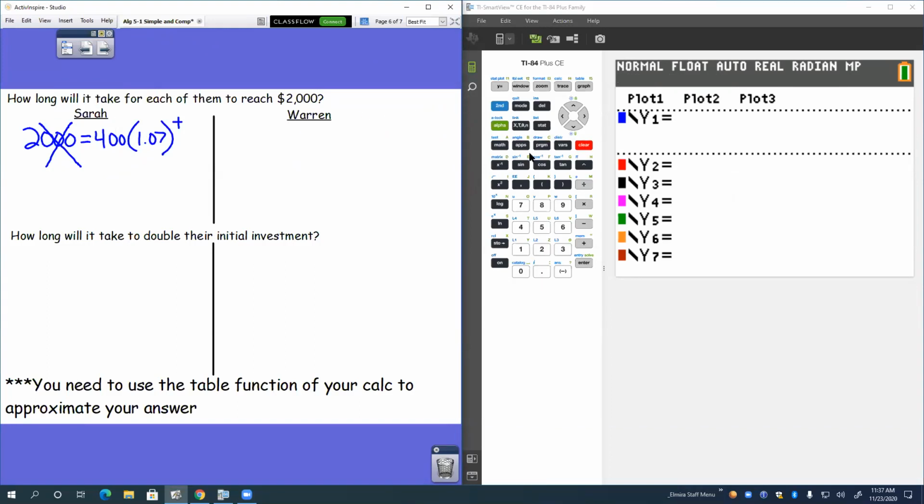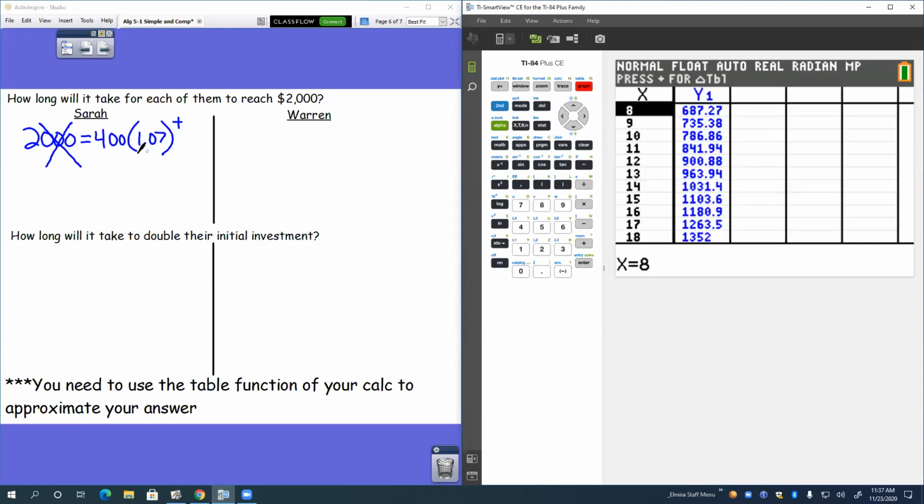So what you're going to do is type in 400 times, in parentheses, 1.07, close your parentheses, caret button, and an X. Remember, we don't have a T, that's X. So when you go to type that in, you're going to hit second and table. And now we need to find where 2000 would be in that table. So we need to keep on scrolling down until we hit 2000.